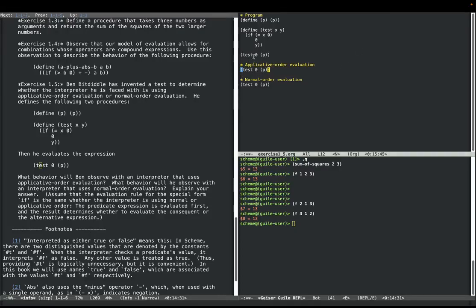Wait, I have to think about this. If the first argument is 0, then return 0. Otherwise, return y. But here he says the evaluation rule is the same. The predicate expression is evaluated first, and the result determines whether to evaluate the consequent or alternative expression. Huh? Strange. Let's see here. Okay, we have some more time. This test.